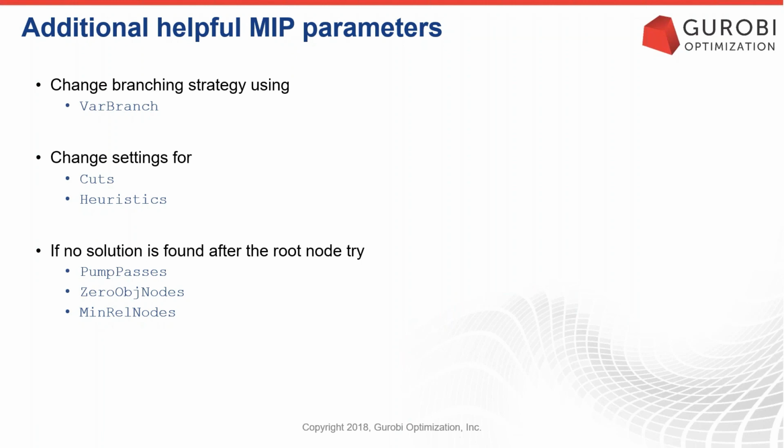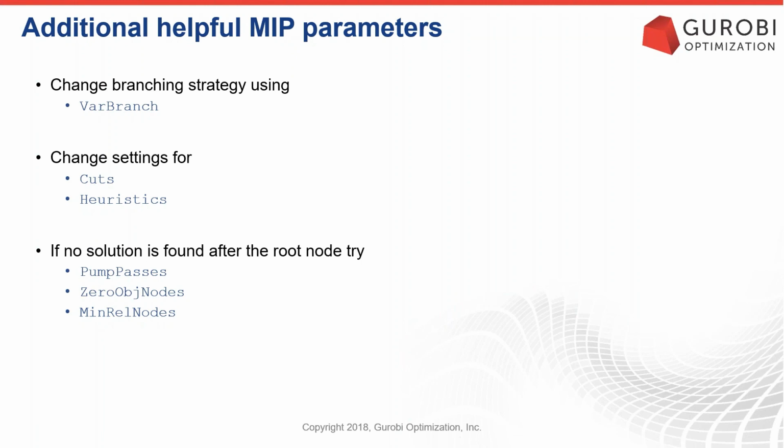Sometimes for some models, it's really hard to find initial feasible solutions. In a situation like that, Gurobi has three more heuristics that can be enabled manually, and they are only used if after the root node no feasible solution has been found. Those are PumpPasses, ZeroObjNodes, and MIPFocus nodes. In a situation where you think it's really hard to find an initial feasible solution and you cannot provide a starting solution, it's a good idea to take a look at these parameters as well.